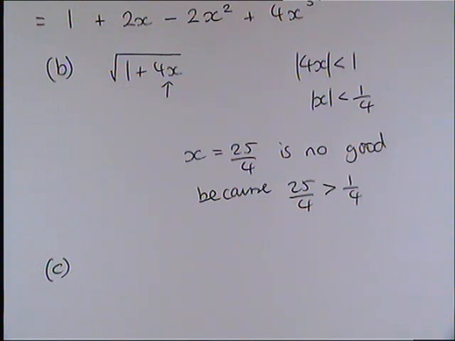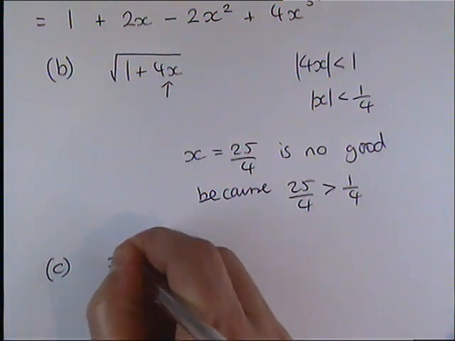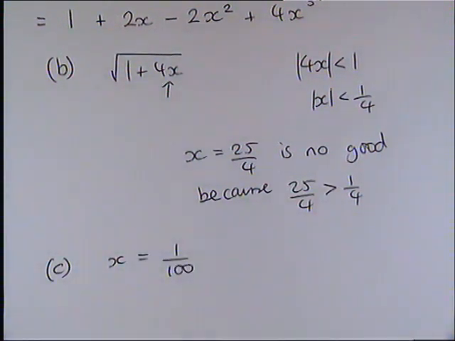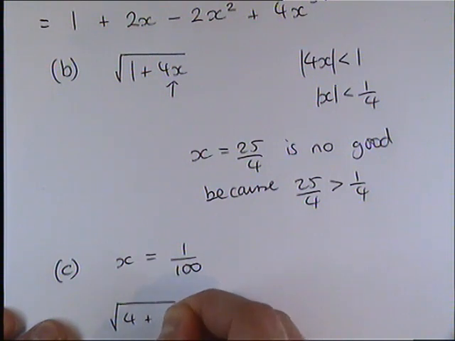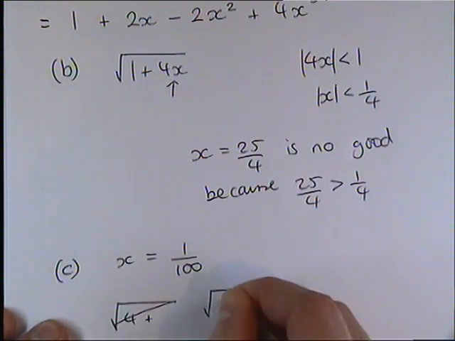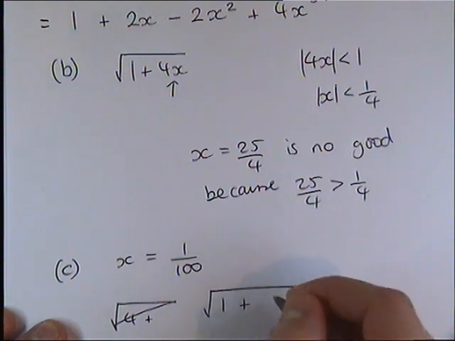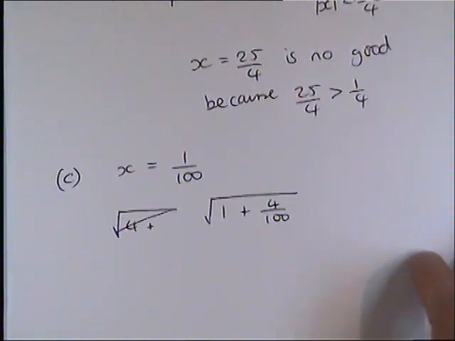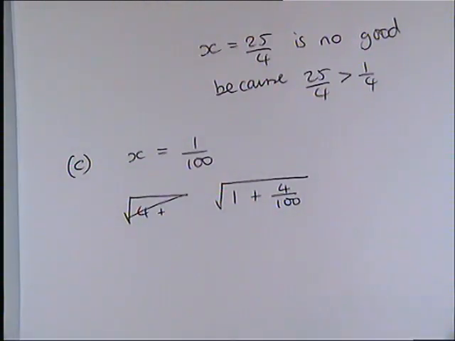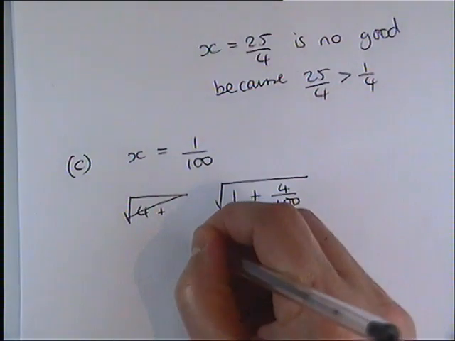Okay, part C asks us to explain how we could use x equals 1/100 instead to find an approximation to root 26. So let's pop in x equals 1/100. 4 times 1/100, 4x, so 4 hundredths. Now that doesn't look like it's going to help us to find an approximation to root 26, does it? 1 plus 4 over 100 doesn't seem very much like root 26, but let's just work on it a little bit.